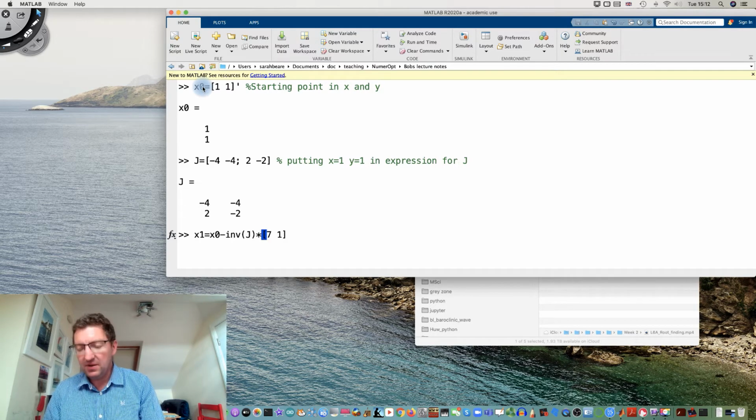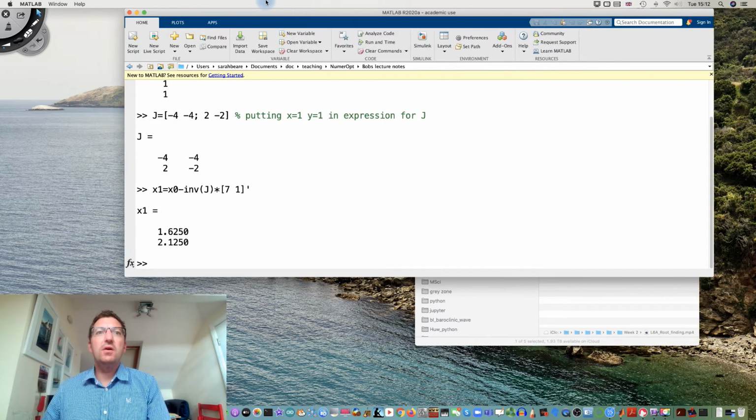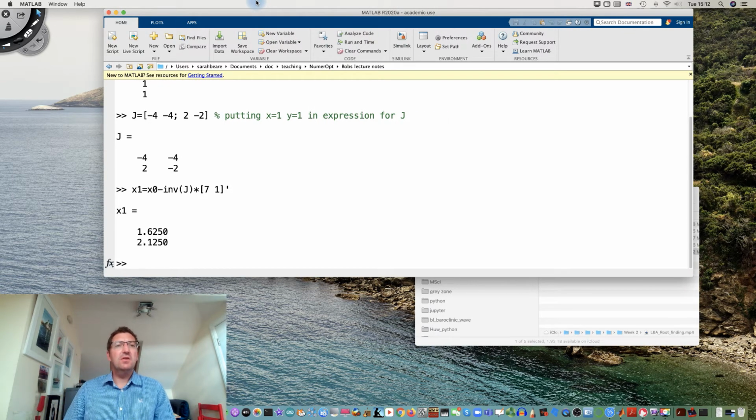So you just type in inv. And 7, 1 is the value of our big F, F and G. So 7 is the value of F at 1, 1, and G value is 1 also. And then we do that and we get this first solution, so we've moved from 1, 1 to 1.6. The first value is 1.6 and the second value is 2.12. So that's the first step done in MATLAB.